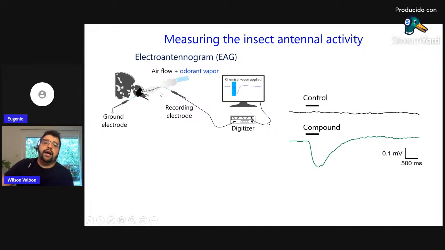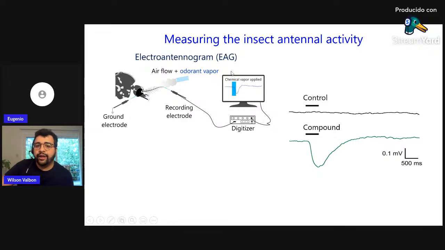Basically, the insect needs to be alive here. We can place the whole insect, or we can remove the head and place it under a microscope, and we can use the antenna. We place an electrode on the tip of the antenna, and another electrode is connected to the eye. Then the circuit is closed. When you puff a vapor with a compound, or just clean air, we can see the response here. There is this deflection, an electrical response.